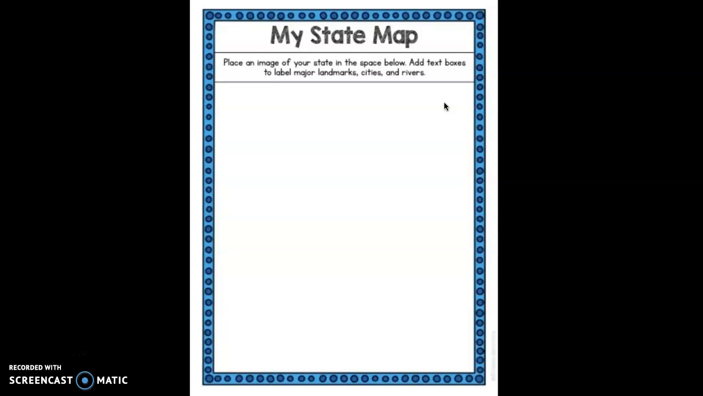Then the last thing that you'll be doing is you'll be placing an image of your state in the space below. You'll add text boxes to label the major landmarks, cities, and rivers. Now, if you want, you can also draw your state and draw in the landmarks, the cities, and the rivers. Take a picture of it and insert it into your slideshow.